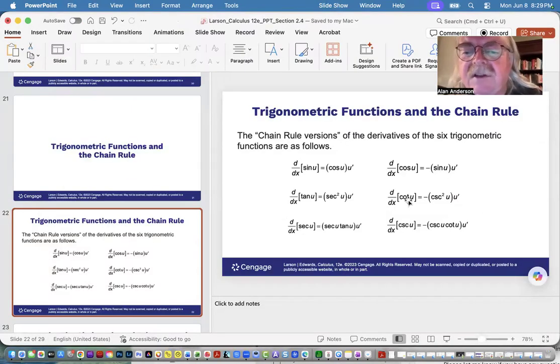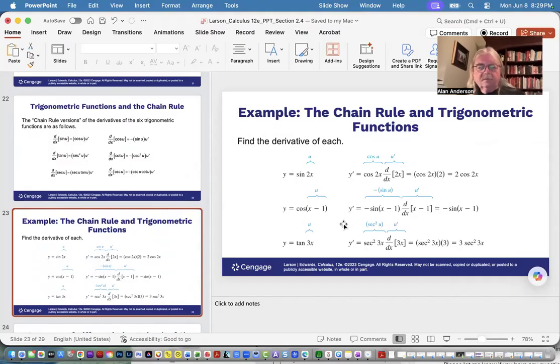And then we have all the others. These are the same ones we went through the other day. What's different now is that it's a u, or u of x, instead of just plain x. Oh, so they do have a few of their own. Okay. Sine 2x, for example.